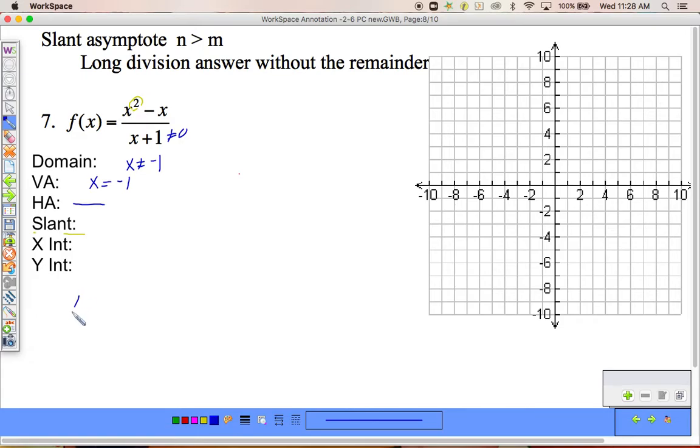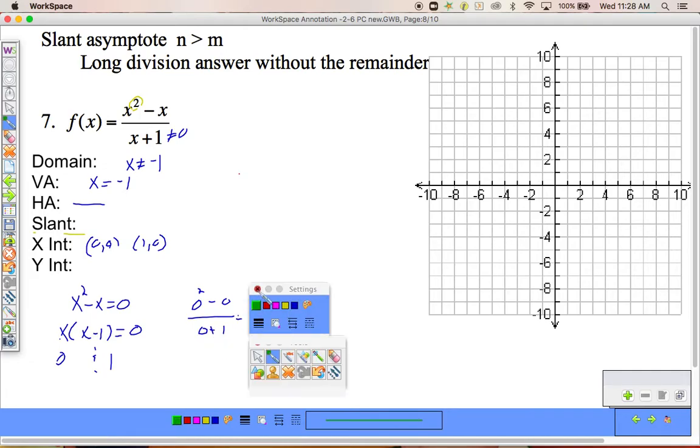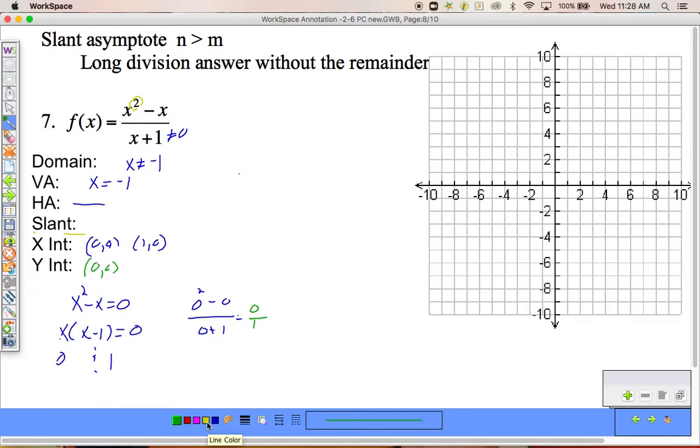My x-intercept, a lot of people want to make this harder than it is. To solve this, I'm going to factor, and I'm going to take out my greatest common factor and get 0 and 1. So I'm going to say my ordered pair is (0, 0), because my y is 0, and then (1, 0). And then for my y-intercept, I'm going to plug a 0 in everywhere and get 0 over 1, which is the ordered pair (0, 0), and it's going to be that way. If you have an x-intercept of 0, you also have a y-intercept of 0.